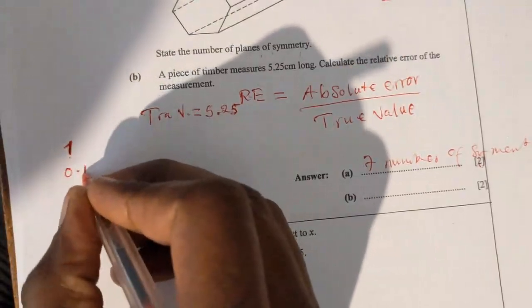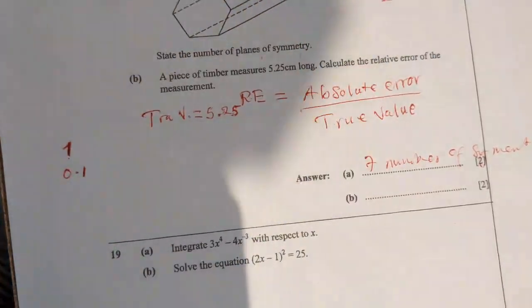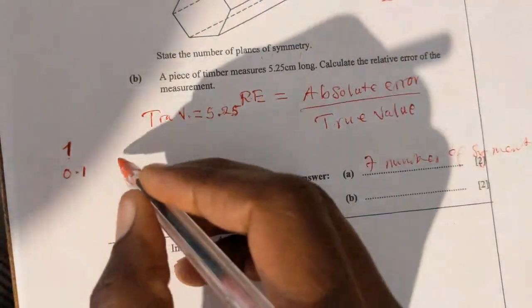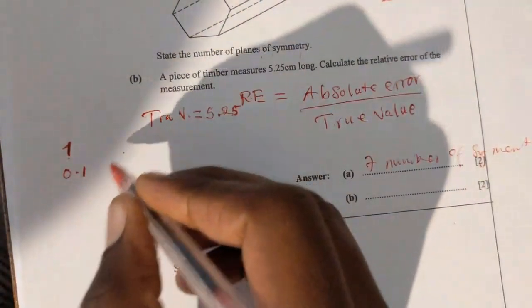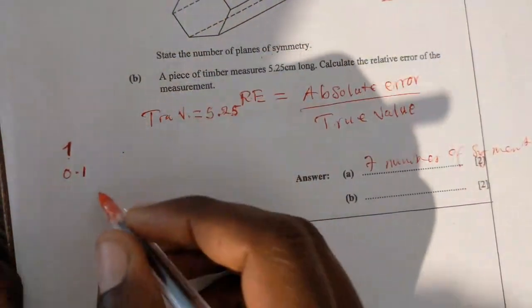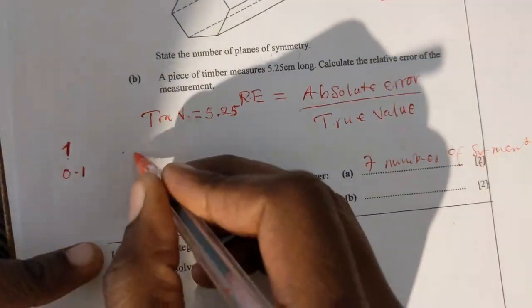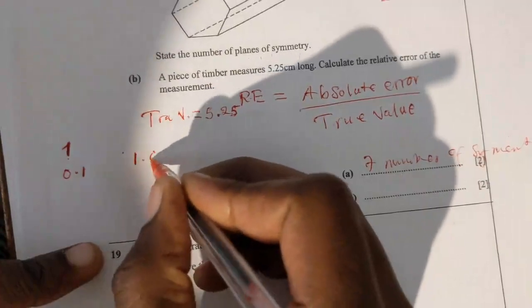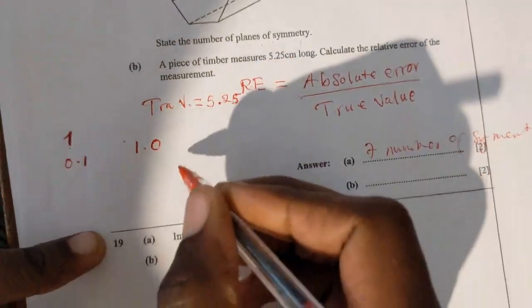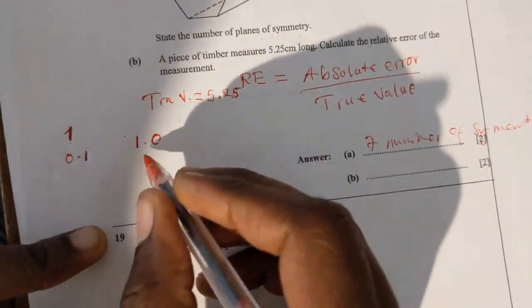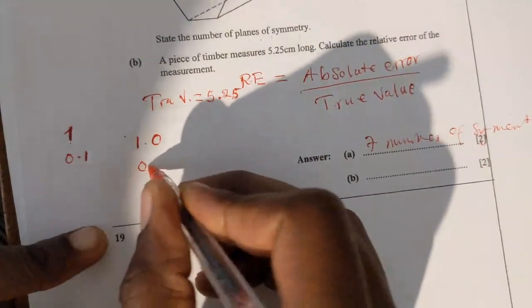Okay, that is the absolute error, 0.1. Now, when you are given a number that has one decimal place, let's say it is 1.0, its absolute error is 0.01.